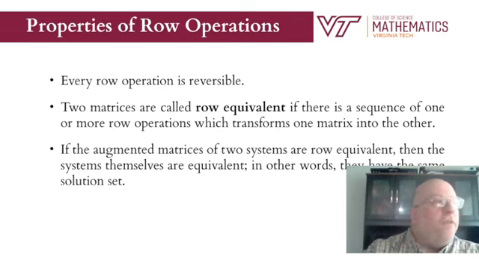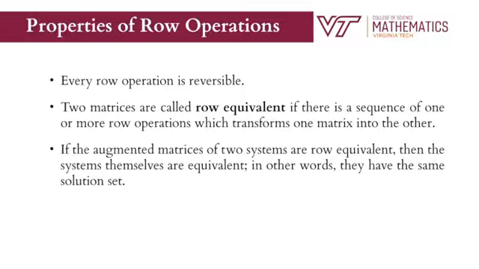One of the properties of row operations is that every operation can be reversed. This is an entirely reversible process. And so you don't have to worry about getting stuck. If you get stuck, you can back out.